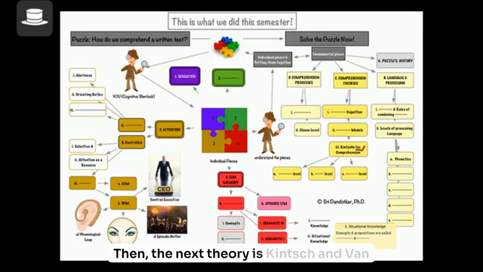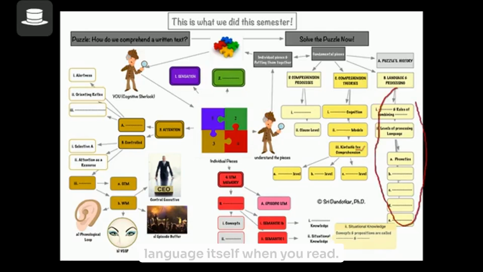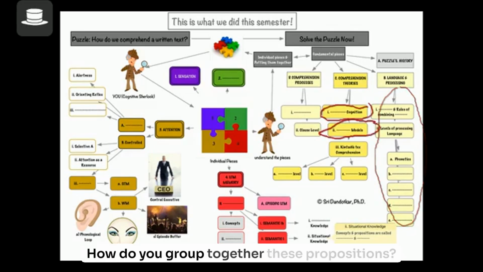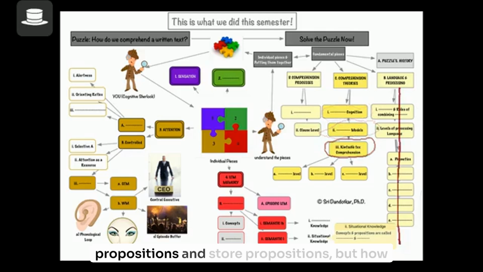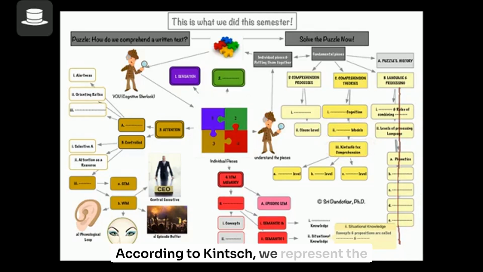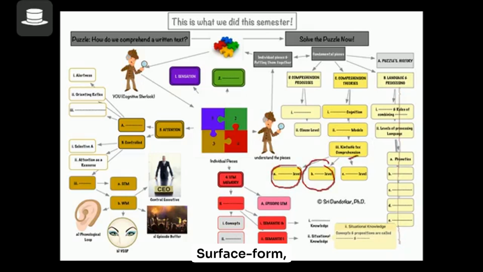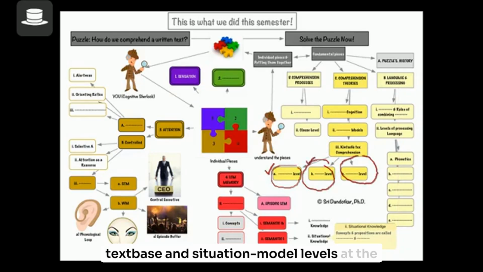Then the next theory is Kintsch and van Dijk's text comprehension theory about how we process language itself when you read. How do you group together these propositions? What Kintsch's comprehension theory is addressing here is the nature of the product of the comprehension. So when you process something, you form propositions and store propositions, but how are they stored in your long-term memory? What is the format of that? According to Kintsch, we represent the meaning of whatever we read at 3 different levels: surface form, text-based, and situation model level at the same time.